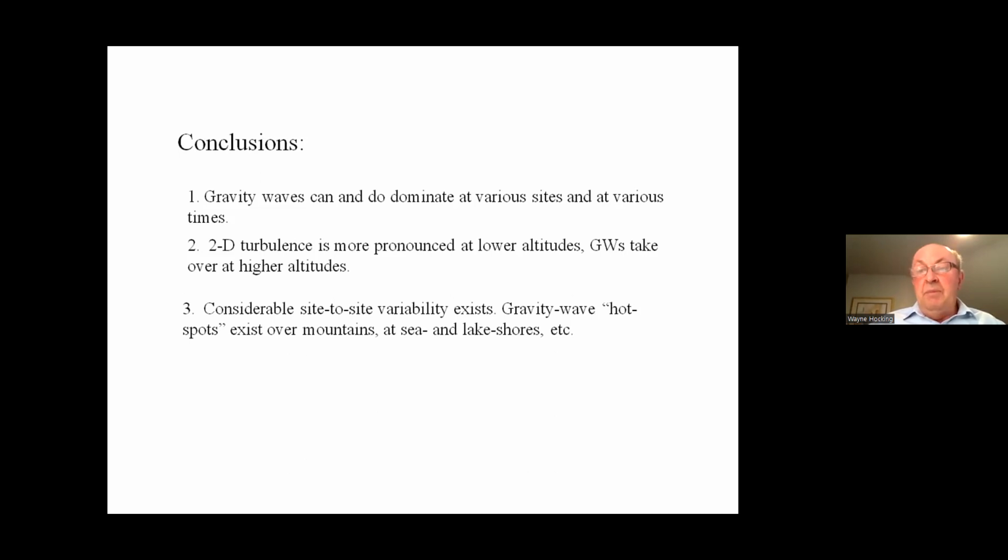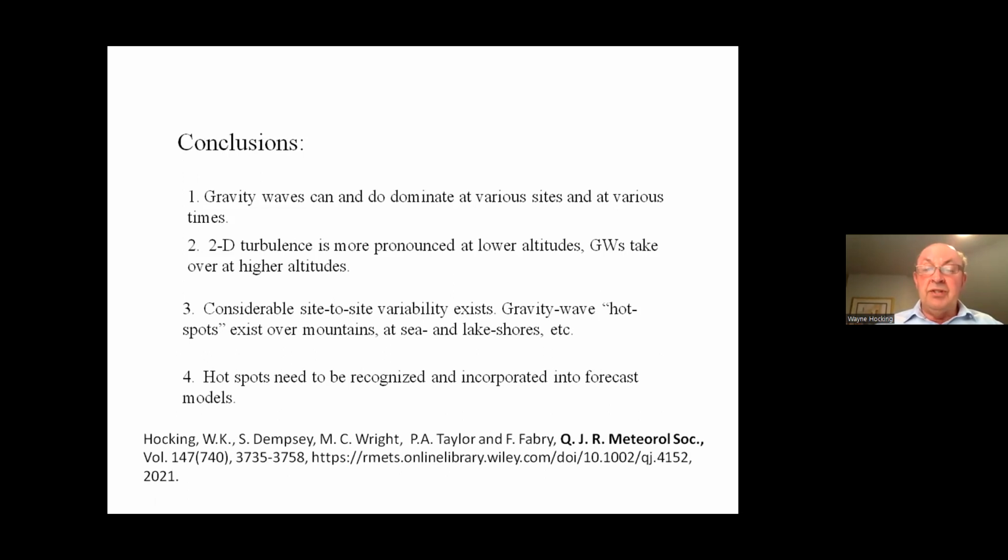We just want to know how important they are down here at this level, and we would say they have some significance. A lot of site-to-site variability. There are gravity wave hotspots that we can focus on to improve numerical models. And I guess that's the main point. If people are interested, there's a paper here.